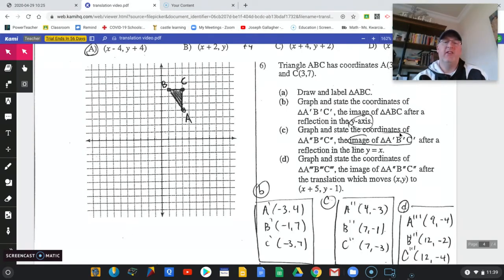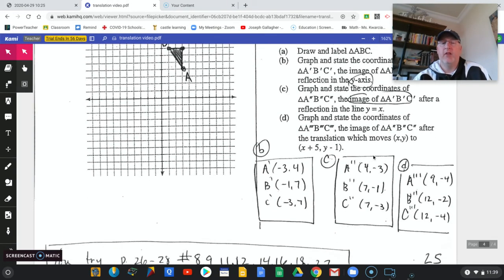Part C, graph and state the coordinates of A double prime, B double prime, C double prime, the image of A prime, B prime, C prime. This tells me to use the one I just got, so that's why I like having these written down here. And I'm going to do a reflection across the line y equals x. Another review, remember, reflecting across the line y equals x tells me to take the two points and just switch them. So if I started at (negative 3, 4) for A prime, A double prime will just be (4, negative 3). (Negative 1, 7) turns into (7, negative 1). (Negative 3, 7) turns into (7, negative 3). And that's how I got my B double prime and C double prime.